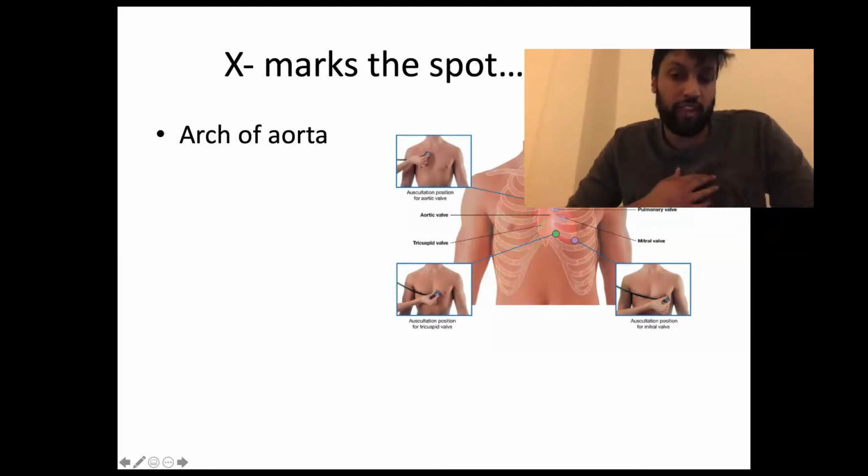Why? Because you can feel it. In actual fact, use your fingers, you can feel your ribs. It doesn't matter if you're overweight, it doesn't matter if you're skinny, you can feel your ribs. You can feel most of your ribs very easily. And that's what we use to count spaces.